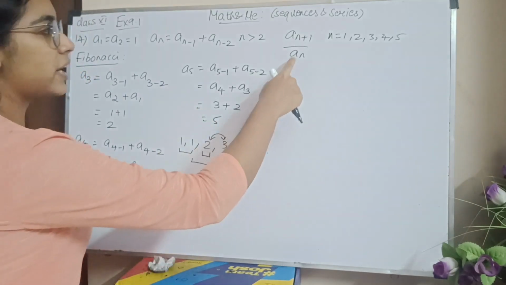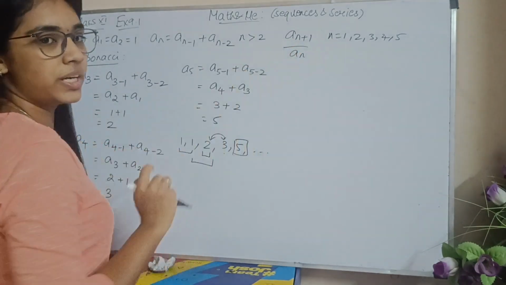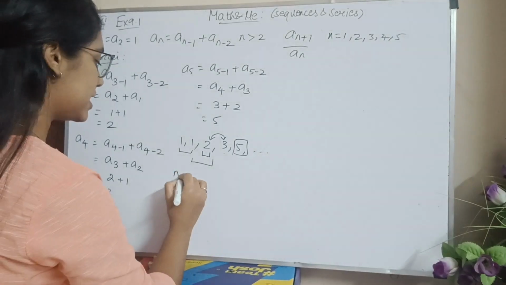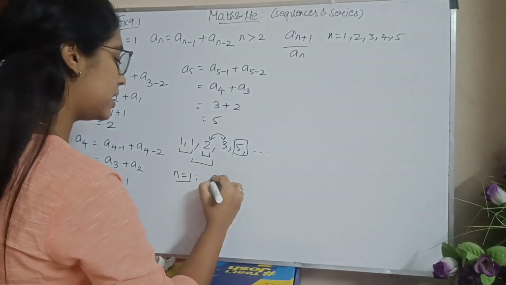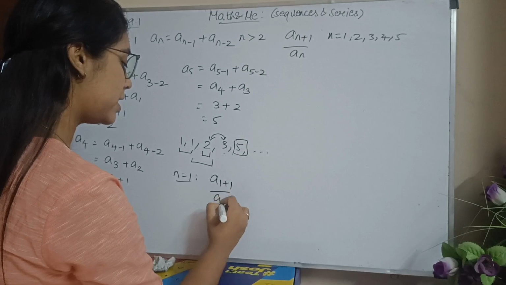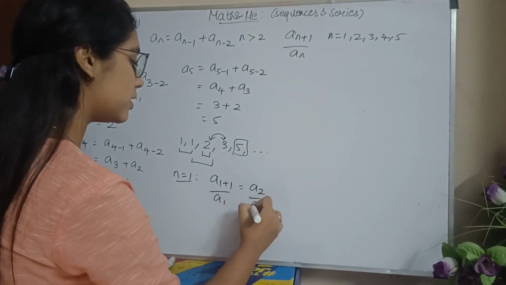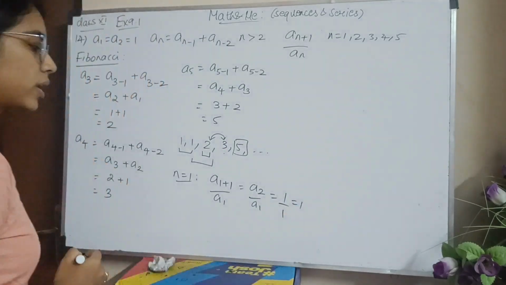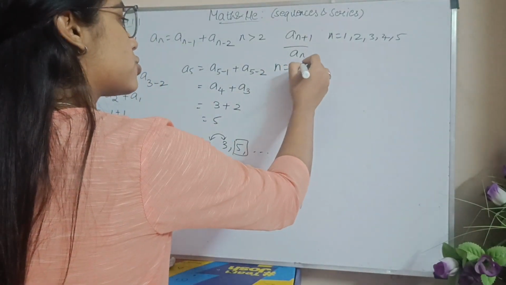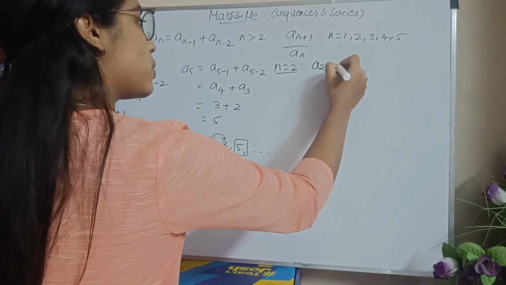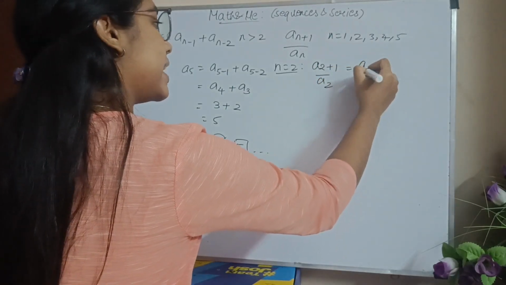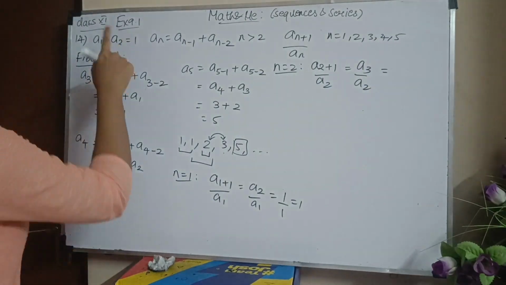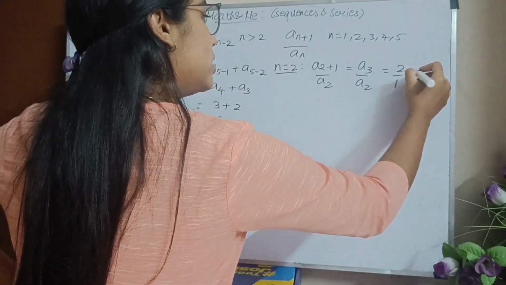Now you need to find the ratio of a(n plus 1) divided by a(n), for each and every value of n. So first, n equals 1. What will it be? a(1 plus 1) divided by a1, which is a2 divided by a1, and 1 divided by 1, which is 1. For n equals 2, a(2 plus 1) divided by a2, which is a3 divided by a2. What is a3 divided by a2? 2 divided by 1. So 2 by 1, which is 2.